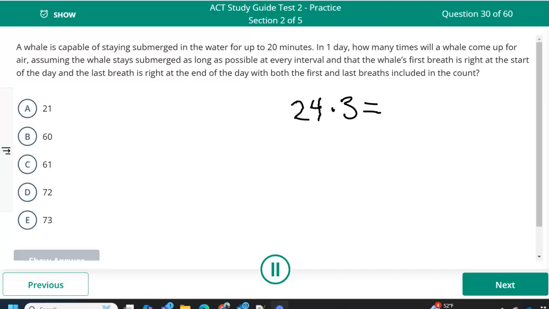However, the last breath is right at the end of the day, and it says we're going to count that. That's not included in the count of 72 because in the last hour we just counted 0, 20, and 40. Now, if we're going to give the whale credit for that last breath right at the end of the day, that is an additional breath. And so we're going to have to go one more and say 73, which is answer E.